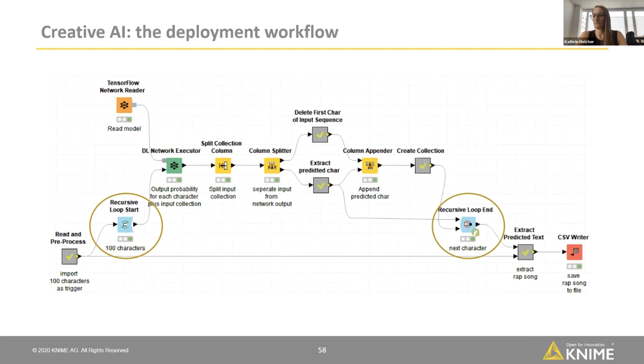Any more questions? So no, the model is only generating text. I'm not a musician, but in theory, it's also possible to generate the rhythm, right? Especially you can generate a sequence of notes and then you generate the next note, and then you can generate music, but I haven't done that. I only played with text.